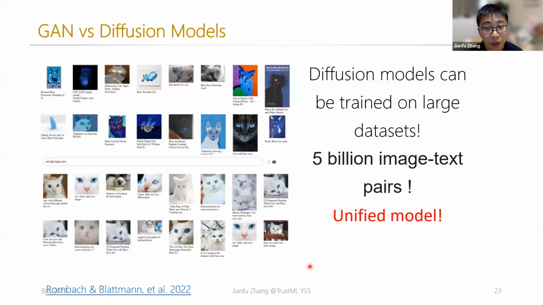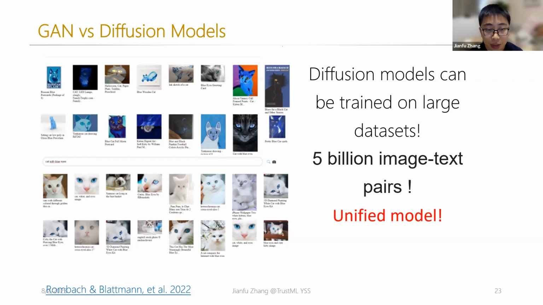The ability of diffusion models to be trained on large-scale datasets enables stable diffusion models to adapt to various scenarios and tasks. Like GAN, which often require distinct models for different data domains, for example faces and animals and landscapes, diffusion models can use a unified model to handle diverse scenarios effectively. So that's the main difference between GAN and diffusion models.